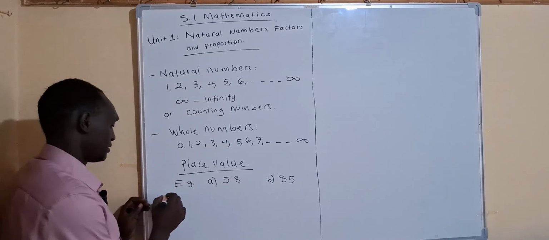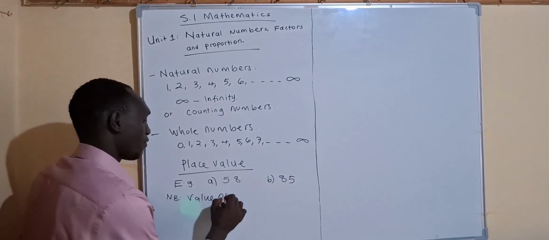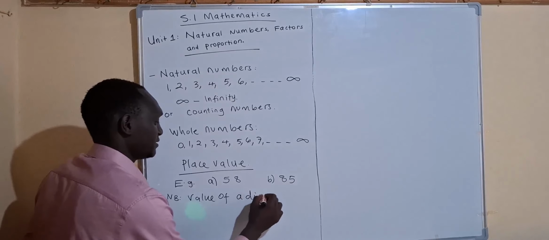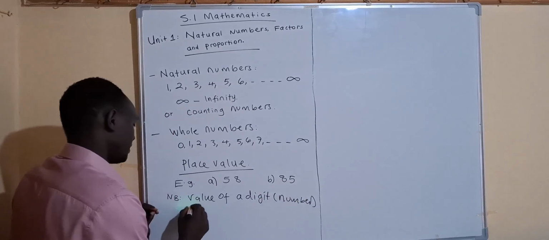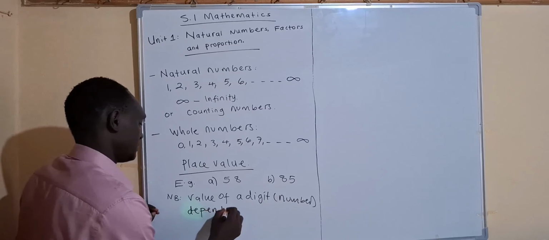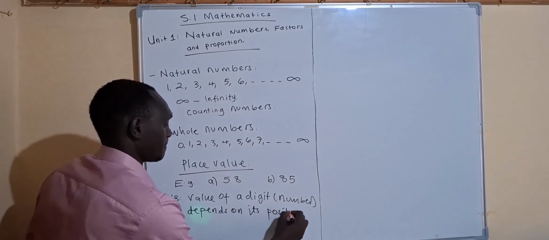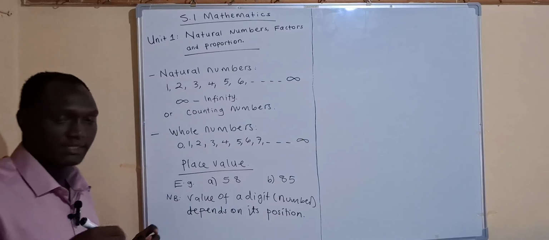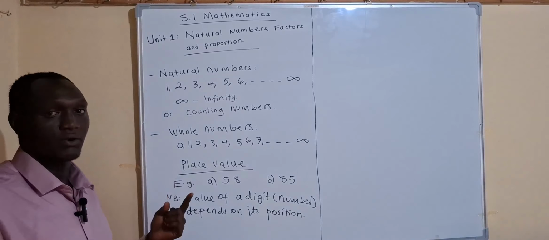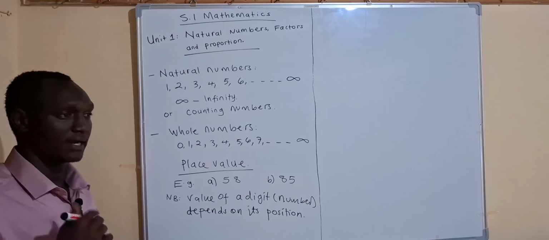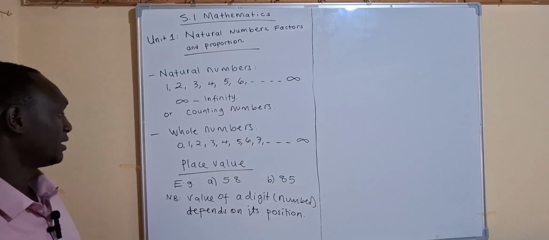Therefore, a keynote is that the value of a digit or number depends on its position. If you change the position of the number, its value changes. Either it becomes greater or smaller, but does not remain the same unless otherwise.